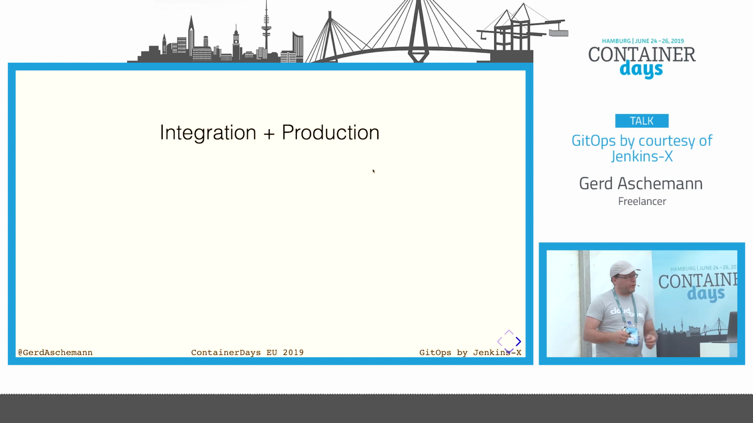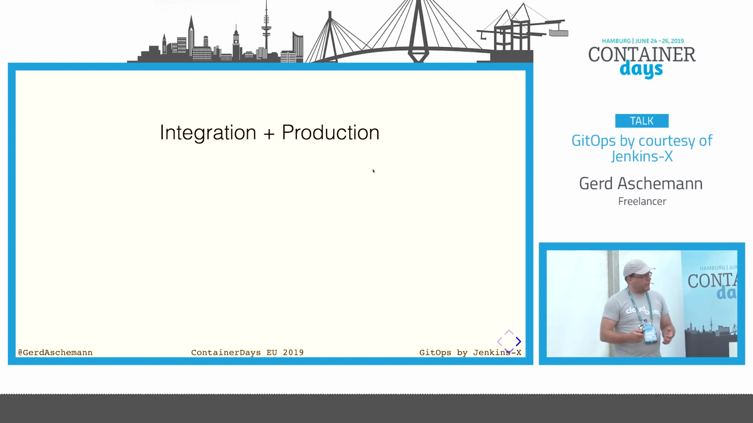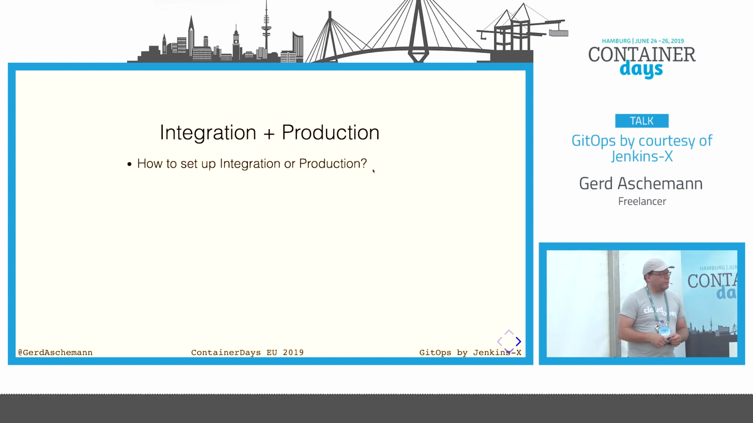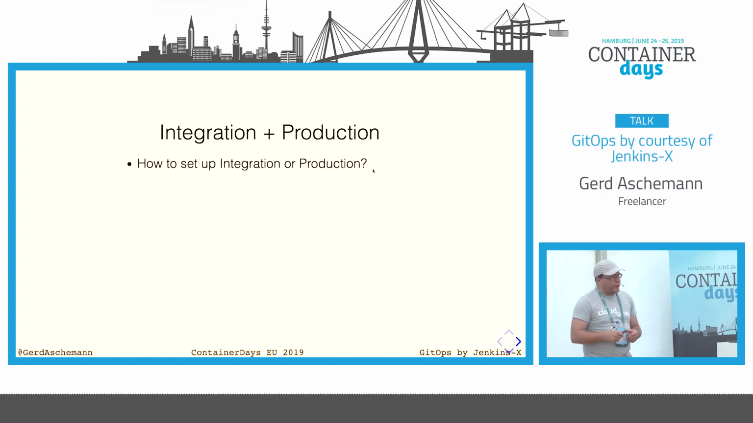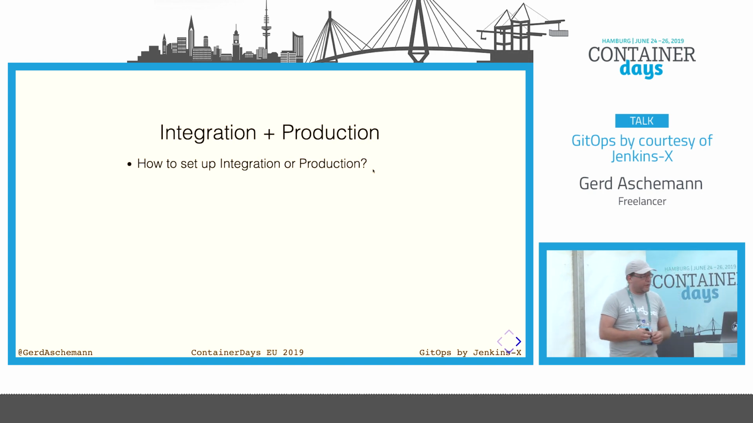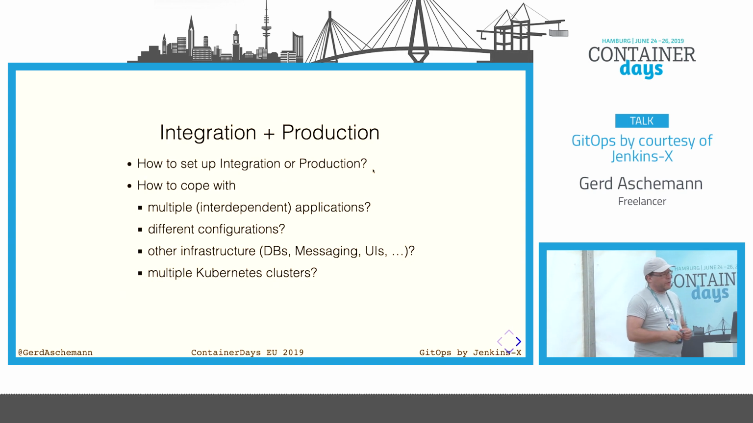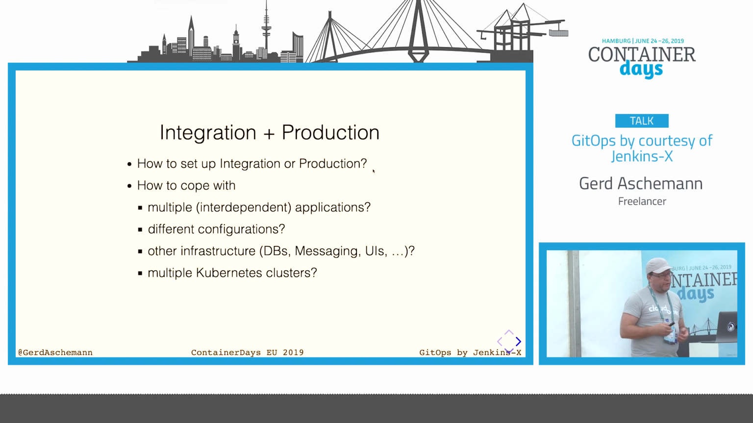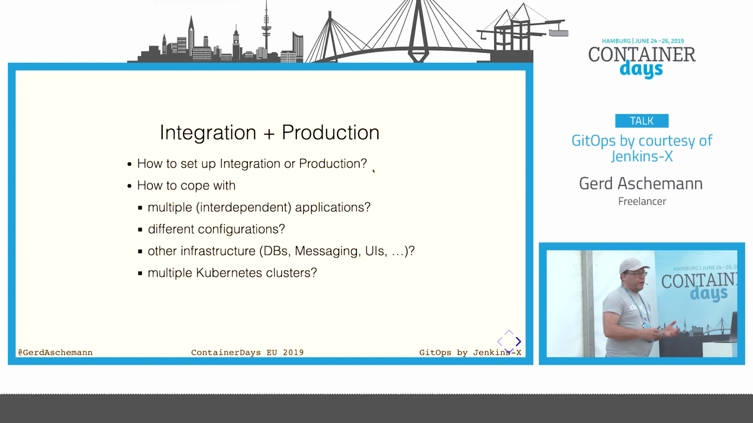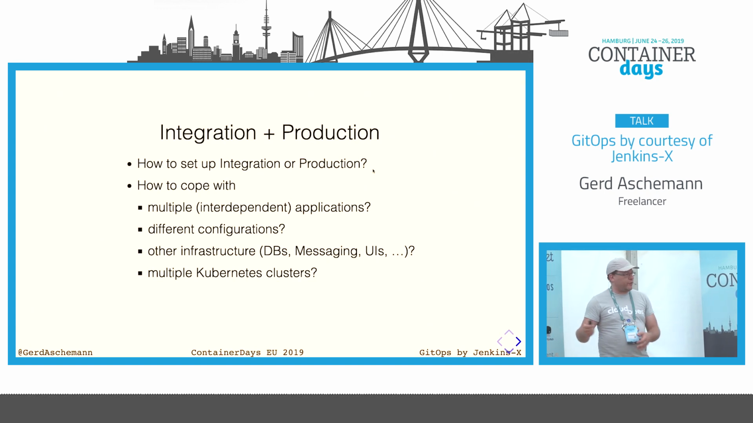So as soon as this is done, we have to think about additional steps. We have to set up an integration or production environment to get our application running. You remember I had these staging and production environments in Jenkins-X. I have to think about how we cope with multiple applications, in particular if they are interdependent. So if one application depends on another application, you have to ensure that both are deployed in a certain version, etc. We have to cope with different configurations for every environment.